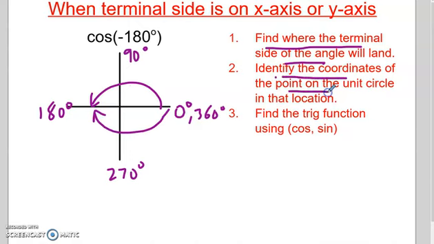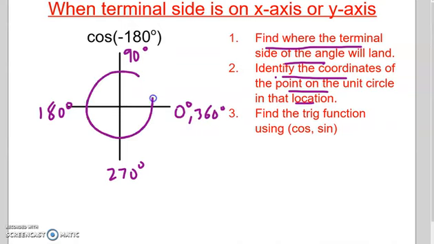Identify the coordinates of the point on the unit circle. So if I'm on a unit circle, then remember the radius is 1. So my distance from the center over there is -1. My coordinate there, my x value is -1, my y value is 0. So we've identified the coordinates.